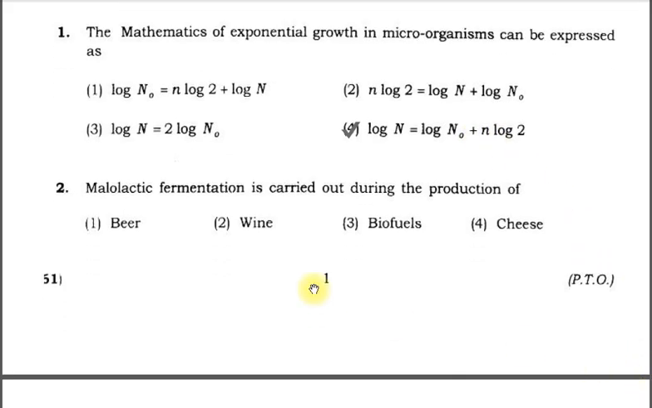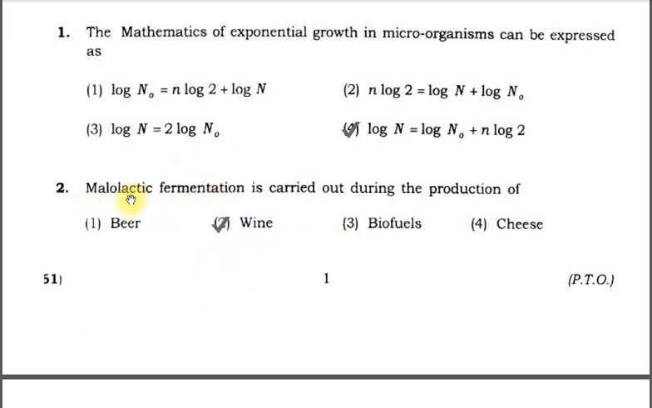The second question: malolactic fermentation is carried out during the production of. The options are 1 beer, 2 wine, 3 biofuels, 4 cheese. So out of this the correct one is wine.